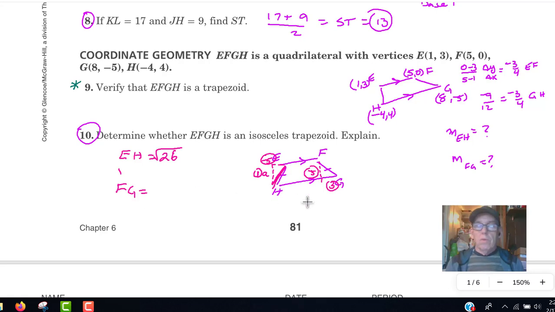So for this one, we have the square root of 5 squared, which is 25. This one up here was the square root of 25 plus 1. This one's going to be the square root of 25 plus, and then the difference of 3 gives us a 9 when we square it. So it's going to be square root of 34. So these are not the same as each other, so it's not isosceles.